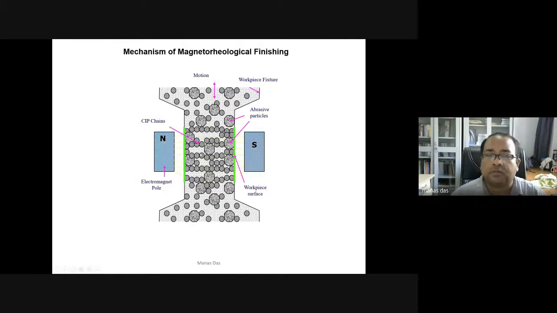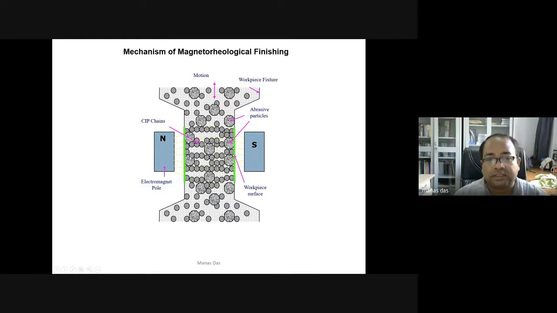These abrasive particles are random in size, and have many random cutting edges. These abrasive particles get held in between these CIP particles. When held in between these CIP particles, they remove the surface undulations from the workpiece surface.